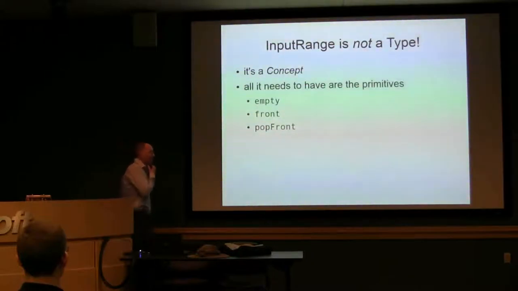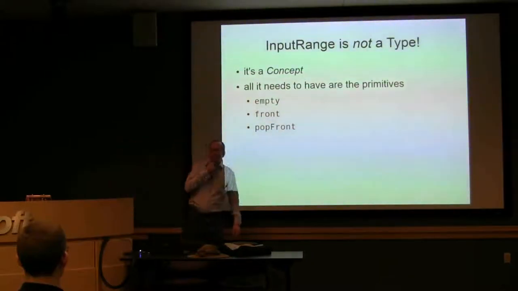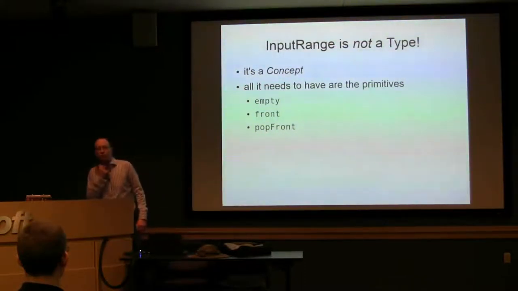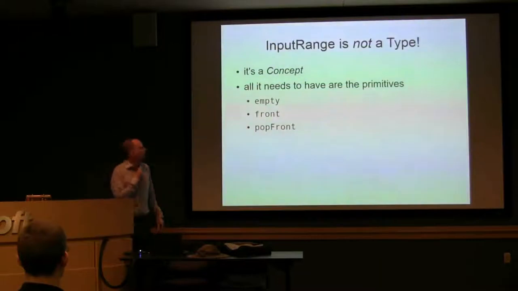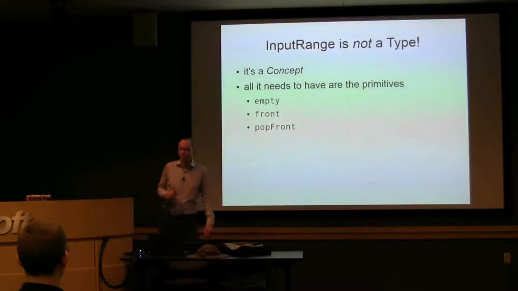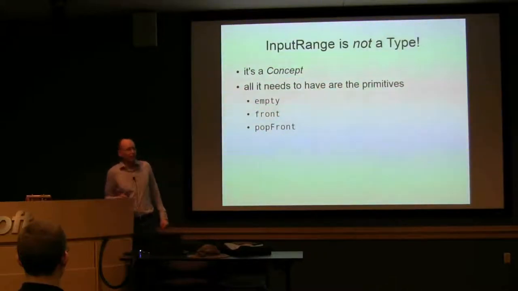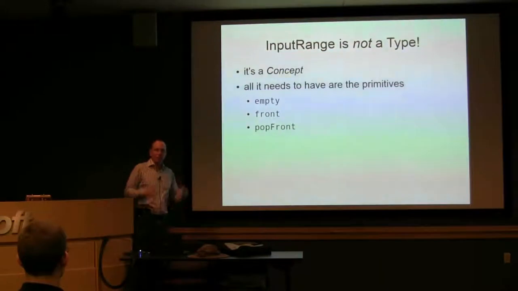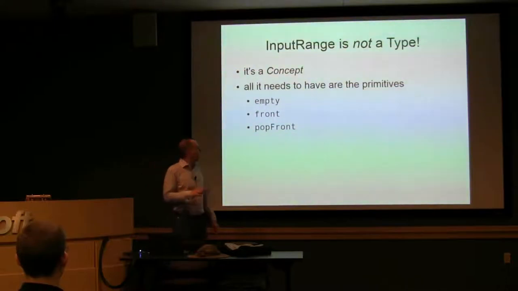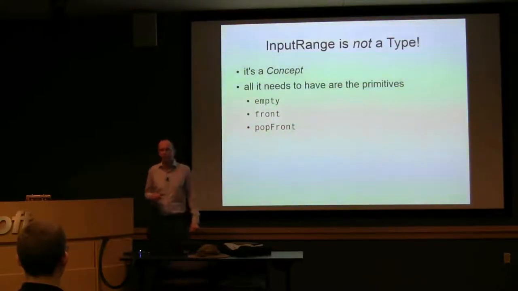And the interesting thing about input range in D is it's not a type. It's not an interface that you derive from. It's not something you inherit from. All it needs are those three primitives with these three names. So I guess you'd call that duck typing. You know, if it looks like an input range, it is an input range. And this is actually a crucial point because this is how we get our performance out of it, which I'll get to later.